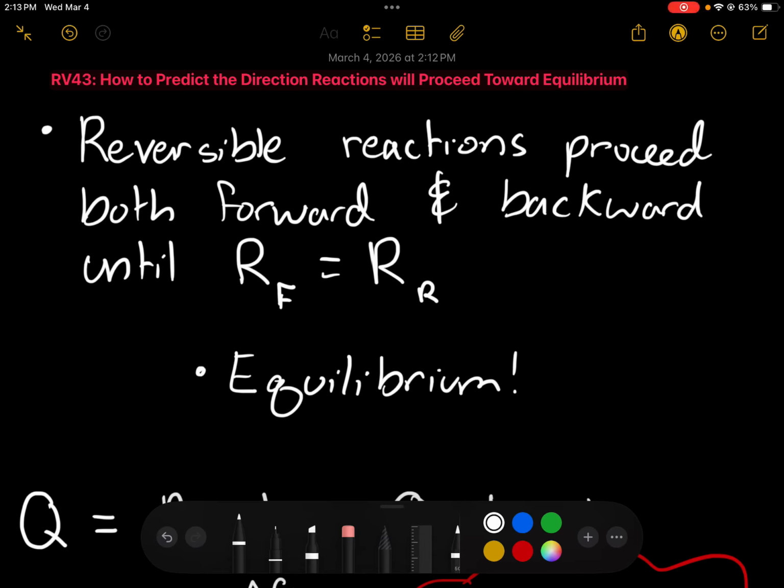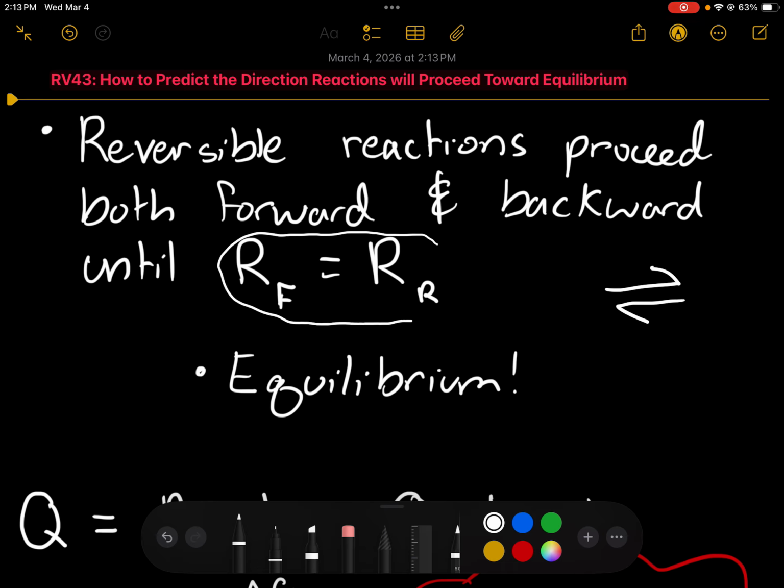This is review video 43, how to predict the direction reactions will proceed toward equilibrium. As a reminder, reversible reactions, and you know it's a reversible reaction because we can see that double-pronged arrow, are going to proceed both forward to produce products and backward to produce reactants until the rate of our forward reaction equals the rate of our reverse reaction. And once that happens, we reach a state of equilibrium.